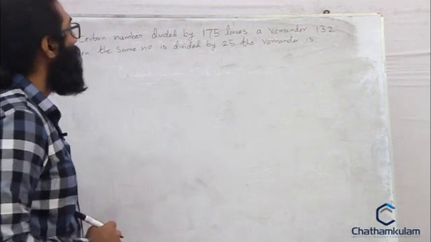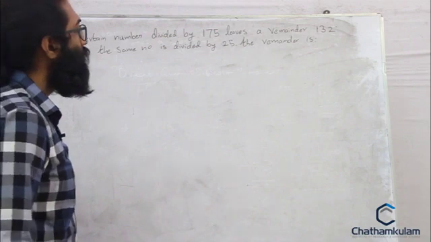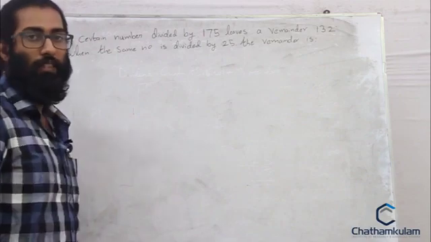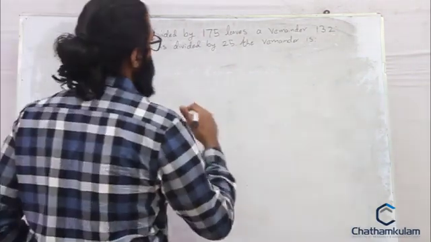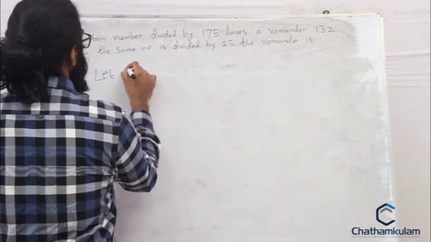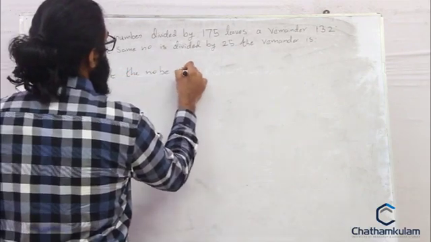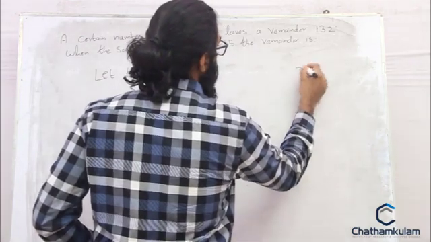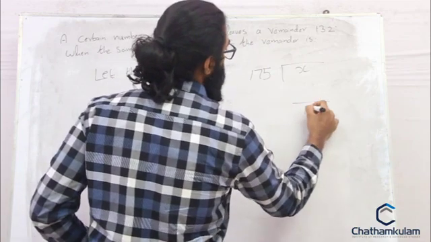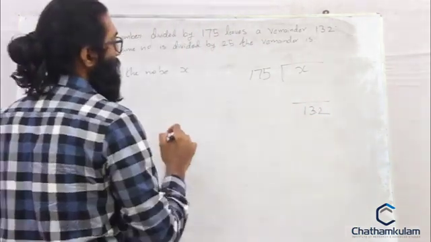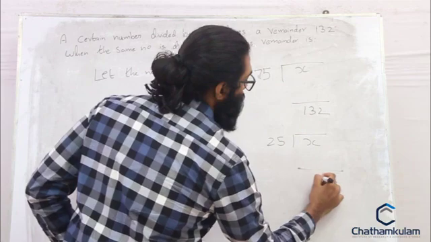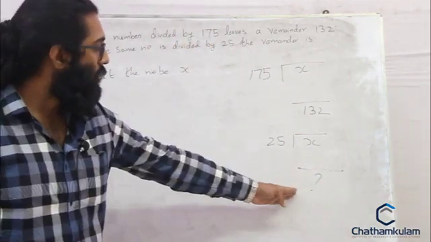A certain number divided by 175 leaves a remainder of 132. When the same number is divided by 25, the remainder is? So I will just write down what is given in the question. Let the number be x. In the question it's given that when x is divided by 175, it leaves a remainder of 132. What we need is, when the same number x is divided by 25, what would be the remainder? Right, this is the question.